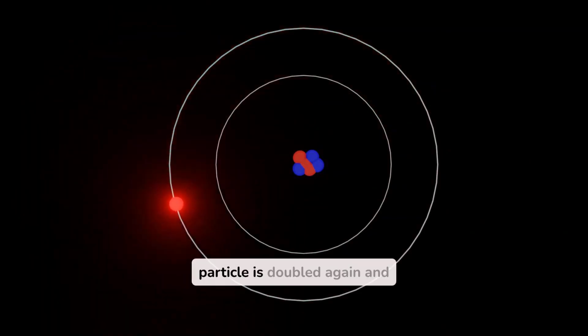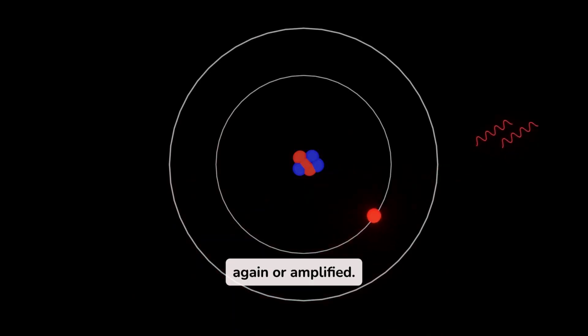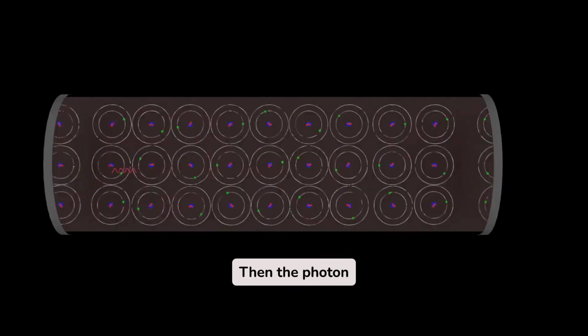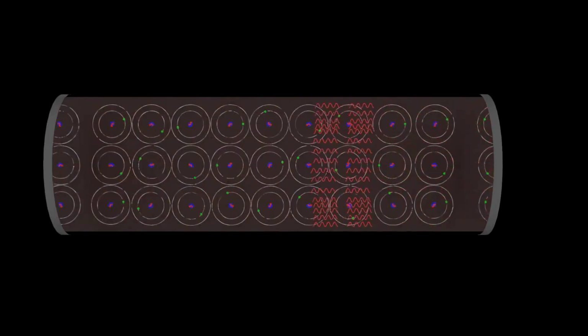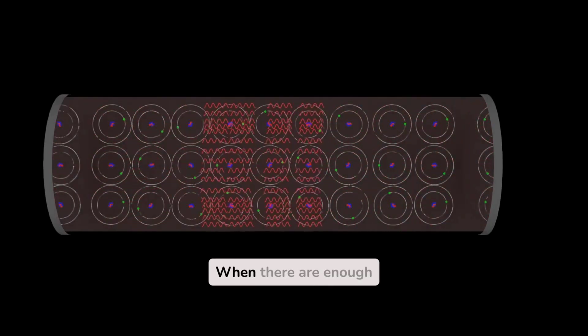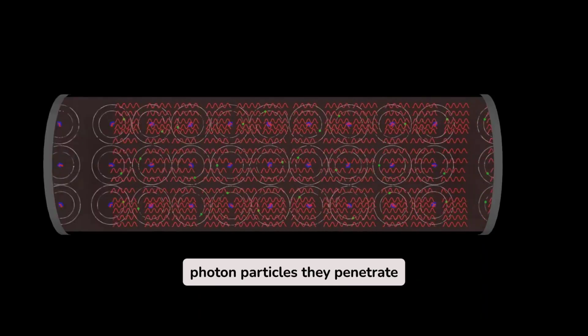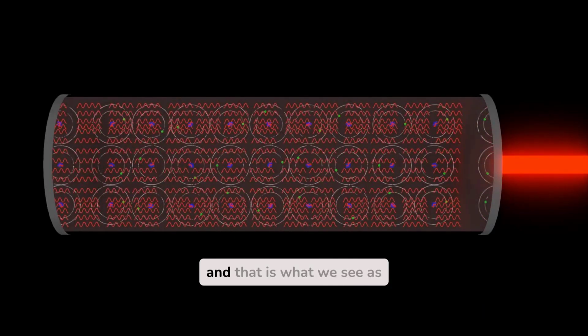That one photon particle is doubled again and again, or amplified. Then the photon particles that are exactly perpendicular to the mirrors are bounced between the two mirrors, and while bouncing between the mirrors they encounter even more electrons, and the same process of receiving energy and doubling the photon takes place again. When there are enough photon particles, they penetrate through the mirror which is less reflective, and that is what we see as the beam of light.